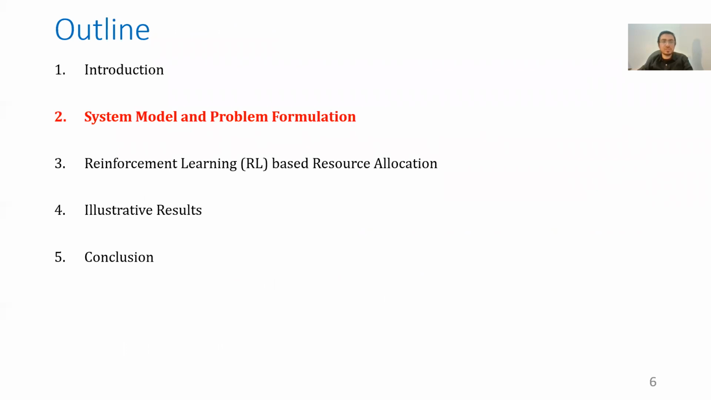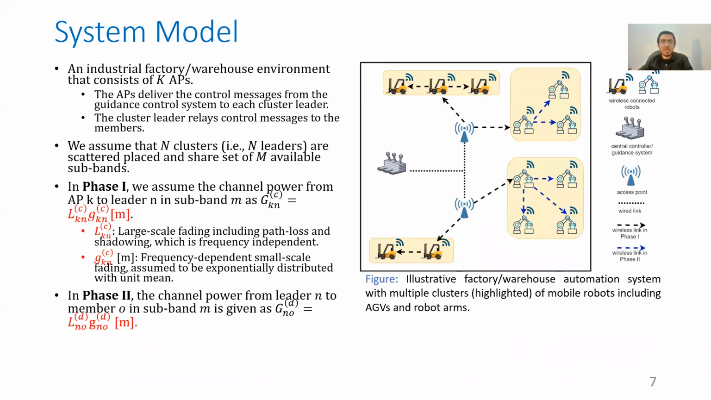So moving on to the system model and problem formulation, we consider a factory floor setting which consists of multiple access points and multiple clusters. We assume that there is a limited set of available subbands, and as it can be seen in the figure, the highlighted part shows the clusters, where each cluster consists of one leader and multiple members.